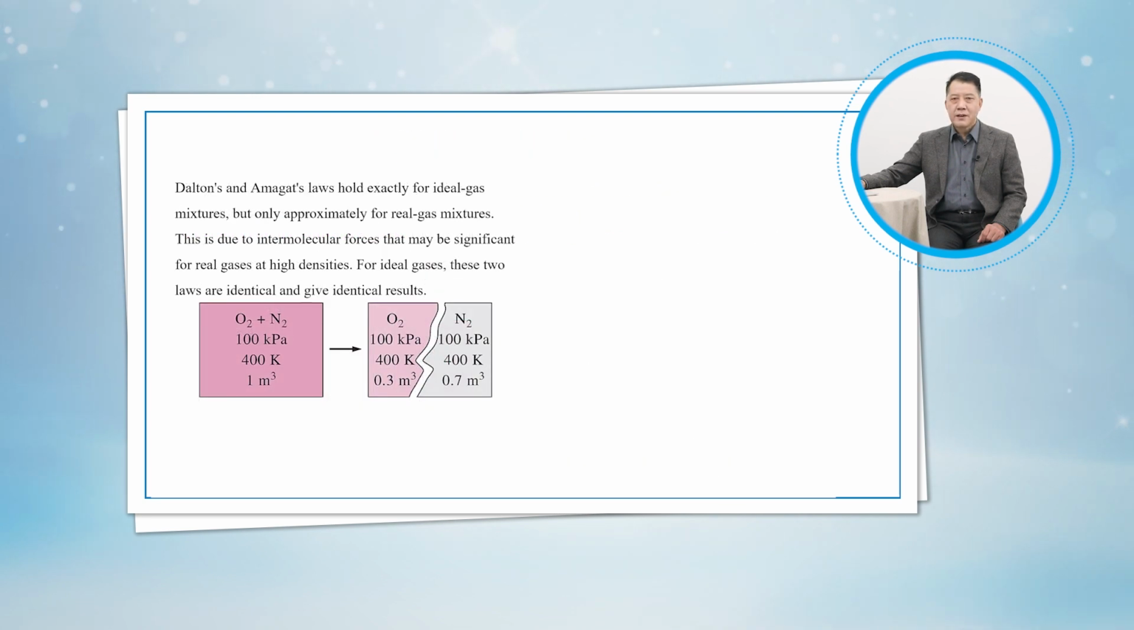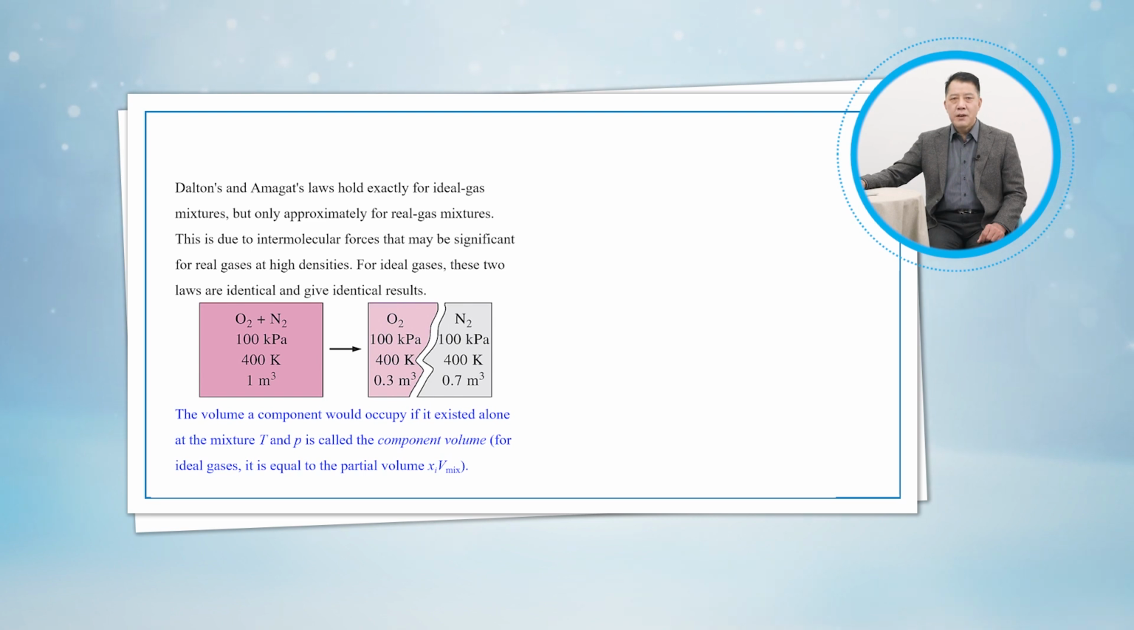Dalton's and Amagat's laws hold exactly for ideal gas mixtures, but only approximately for real gas mixtures. This is due to intermolecular forces that may be significant for real gases at high densities. For ideal gases, these two laws are identical and give identical results. The volume a component would occupy if it existed alone at the mixture T and P is called the component volume.